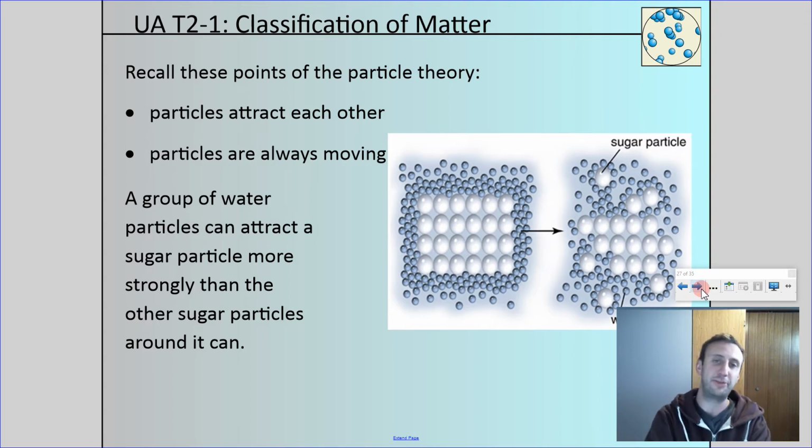Okay, so when we relate this to the particle theory of matter, remember the following. Number one, particles attract each other, and particles are always moving around. So in the example, a group of water particles can attract a sugar particle more strongly than the other sugar particles around it are attracted to that particle. So as a result, it gets separated.